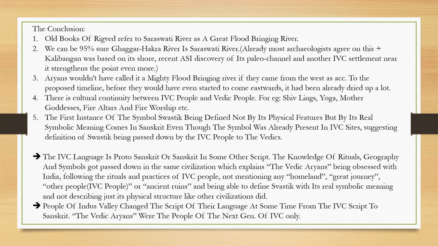And being able to define swastik with its real symbolic meaning and not describing it just by its physical structure like other civilizations did. So this points us towards the fact that the people of Indus Valley changed the script of their language at some time from the IVC script to Sanskrit basically. And the Vedic Aryans were the people of IVC only. You can say that they were the next generation of the Indus Valley civilization.